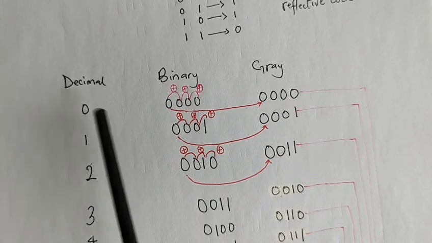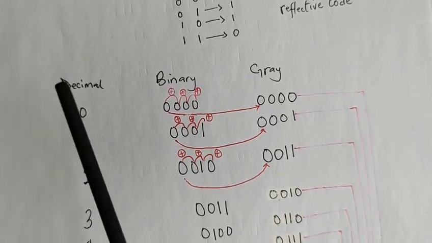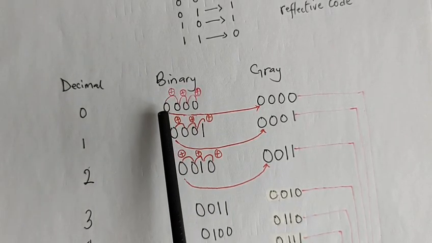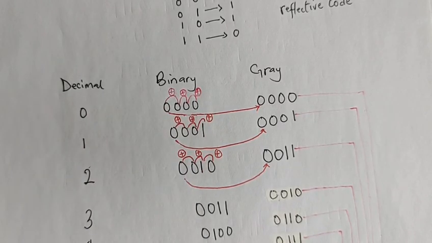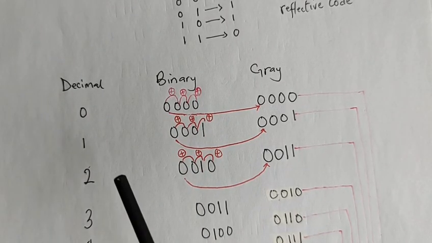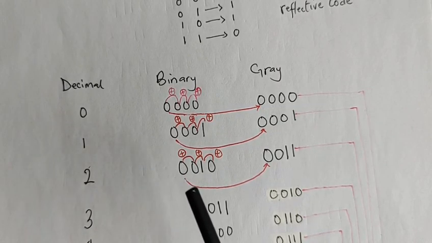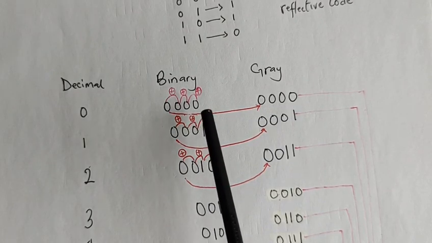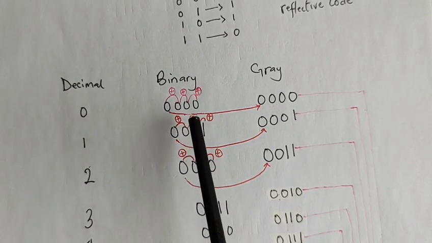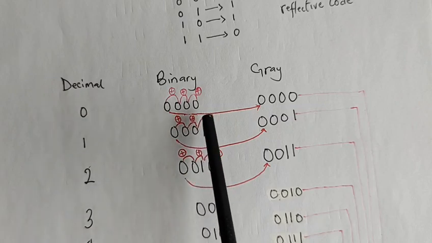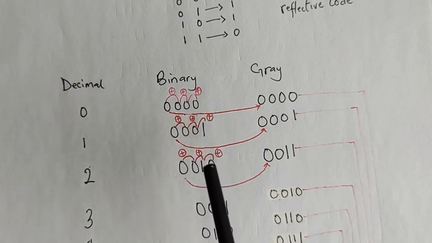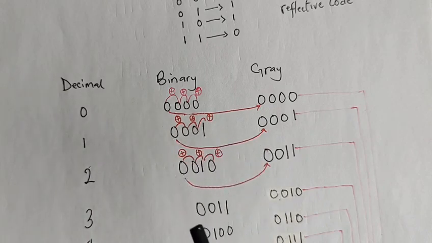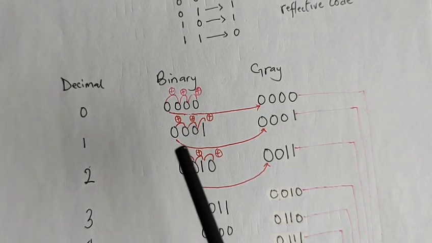Now we have the binary, so let's begin with 0 for the decimal, and the binary representation for this is going to be 0,0,0,0, because we're considering 0 to 15, which is more like a hexadecimal, and the minimum number of bits required to represent hexadecimal in binary is going to be 4, because 4 bits gives us a maximum decimal value of 15, which will give us 1,1,1,1.